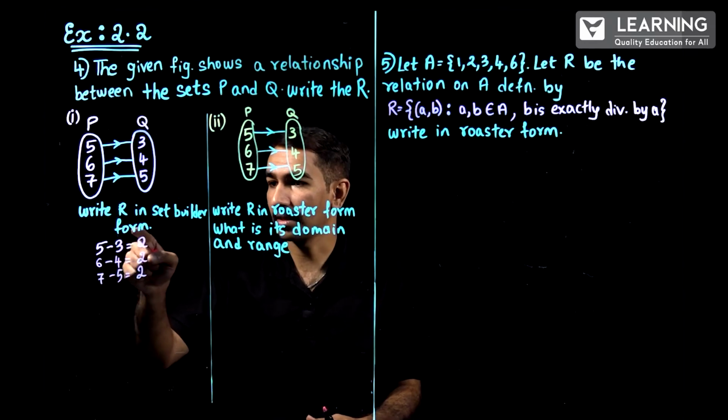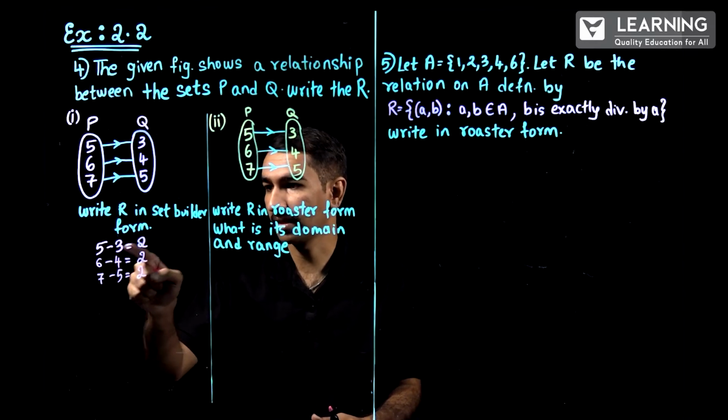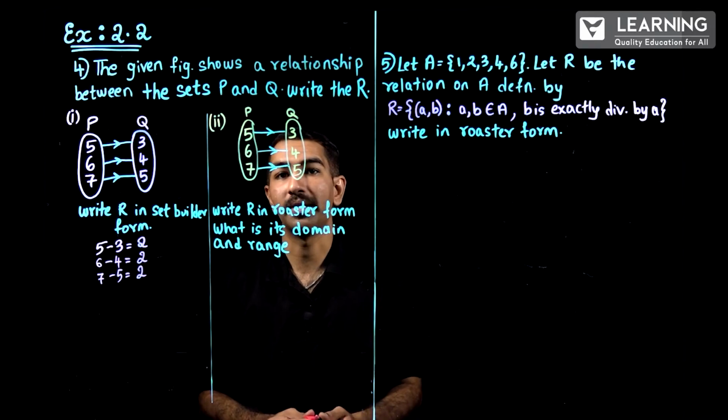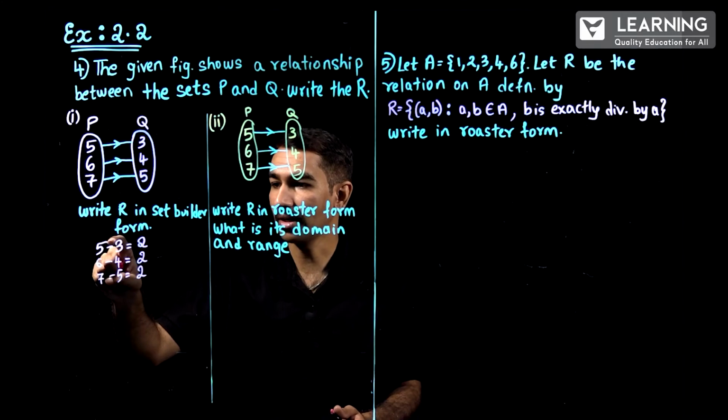So if we do plus, the numbers will get changed, right? 5 plus 3 is 8, 6 plus 4 is 10, 7 plus 5 is 12. We cannot define a relation properly with that. So that is the reason we are doing what? Subtraction.